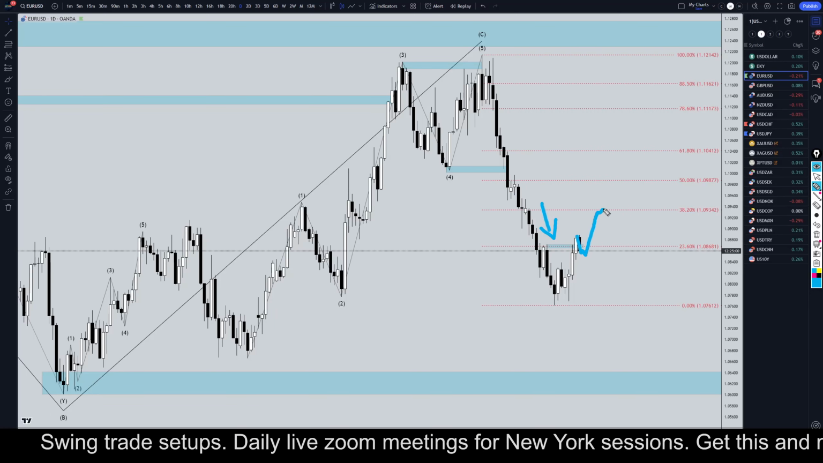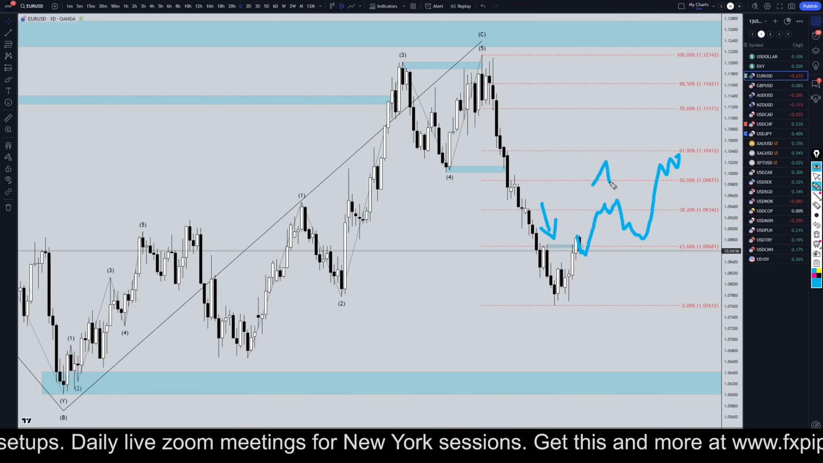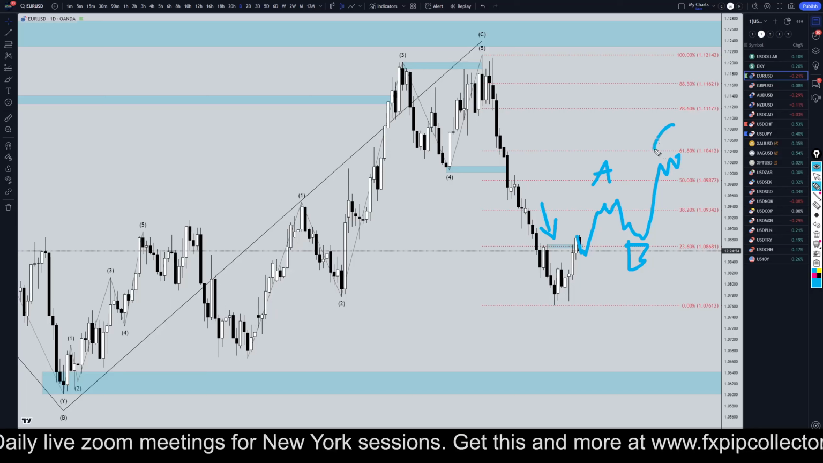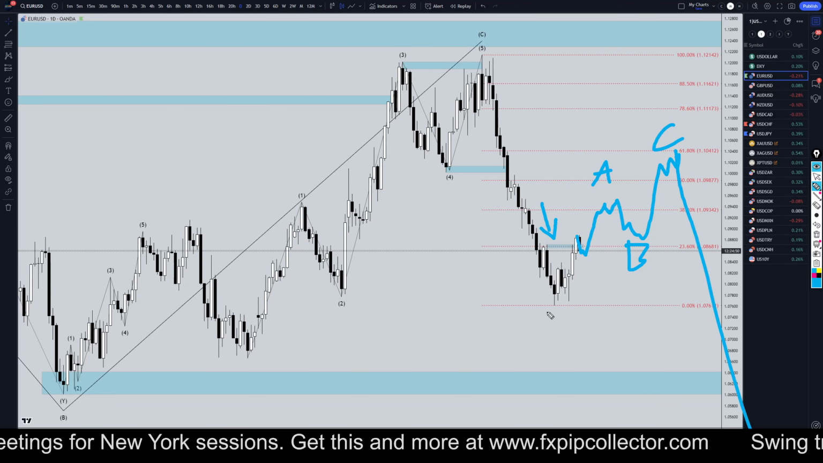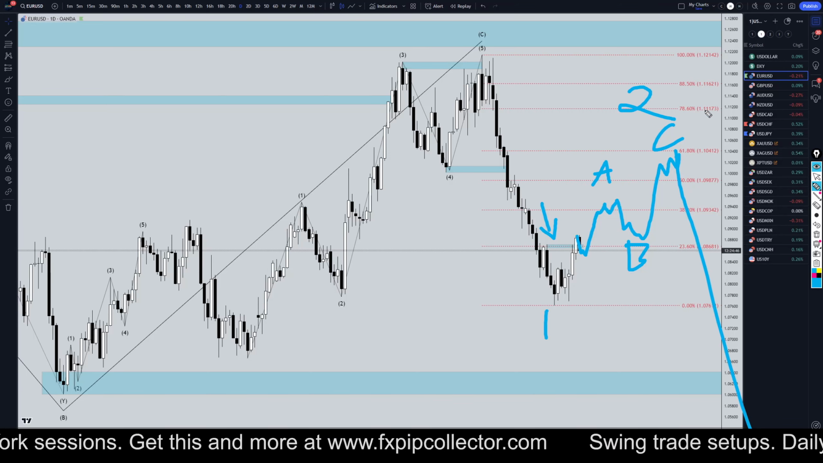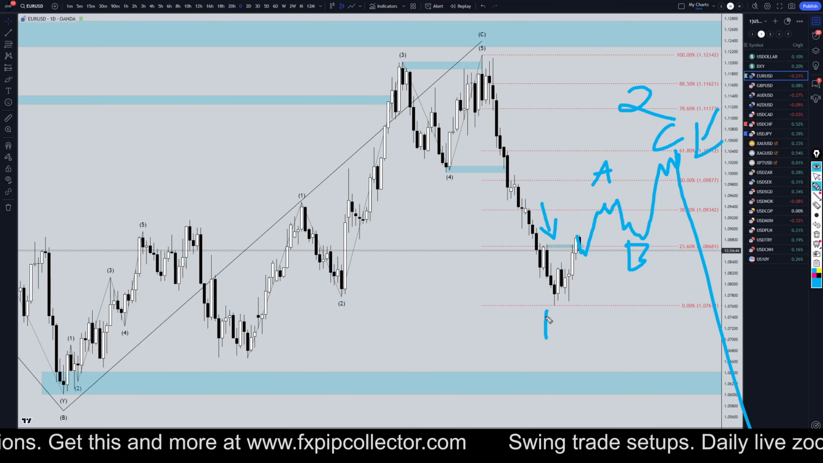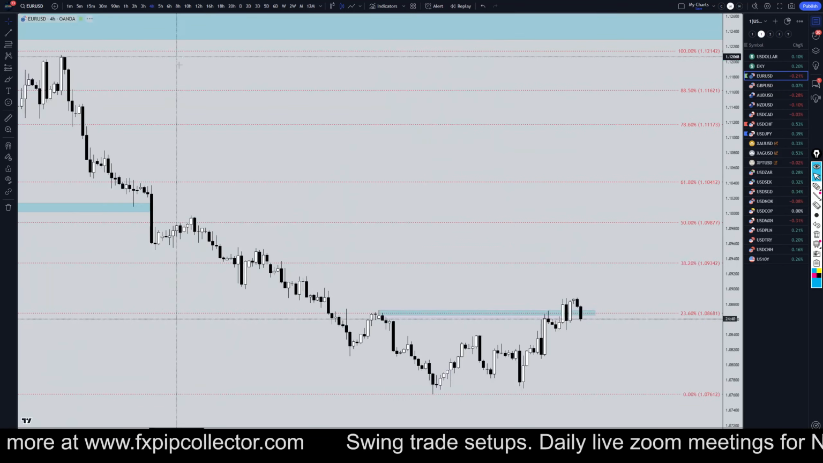Hopefully what happens is this stretches out into a big old ABC correction looking something like this over the next several weeks before it actually makes another big push to the downside, because that would give us some really good chances to go long, and it would give us a really nice opportunity to go short probably in a couple weeks. So let's take it down to the 4 hour time frame.